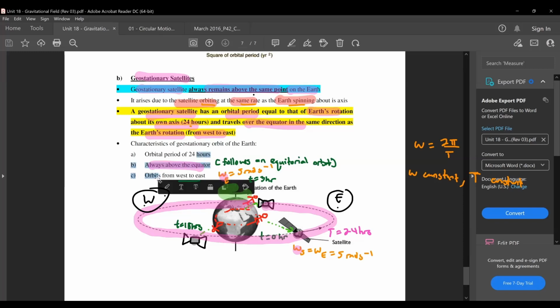These are the 3 characteristics of a geostationary satellite about the Earth. You can also have geostationary satellites for different planets. In that case, when you're talking about geostationary satellites for that planet, you just need to know that the orbital period must be the same as the spin of the planet. It must be orbiting above the equator of the planet, and its orbit must follow the direction of spin of the planet itself. So that's what a geostationary satellite is.